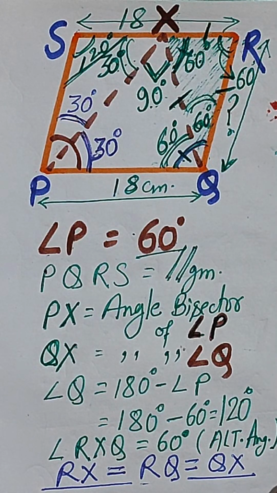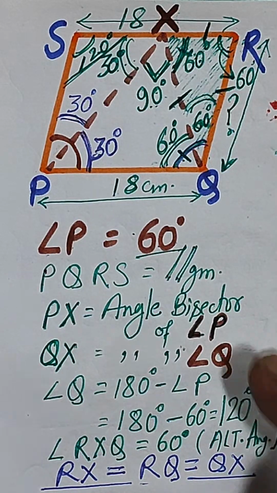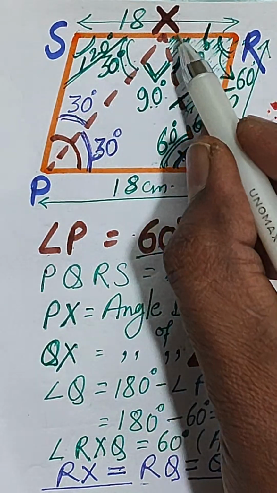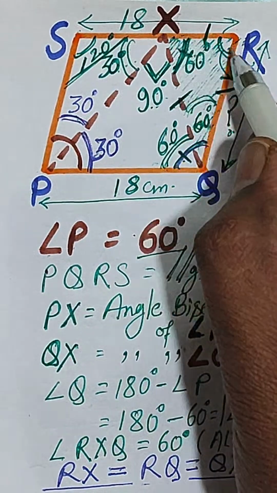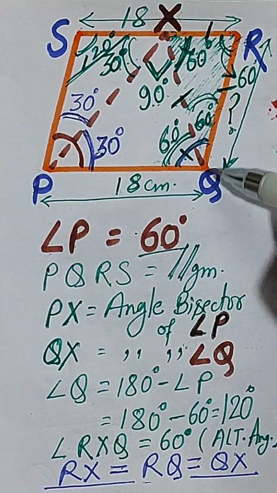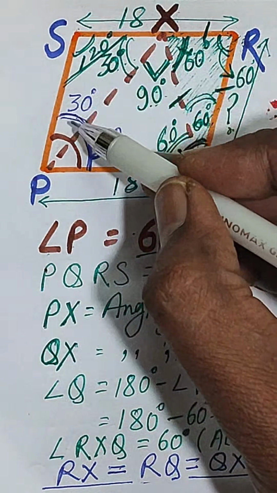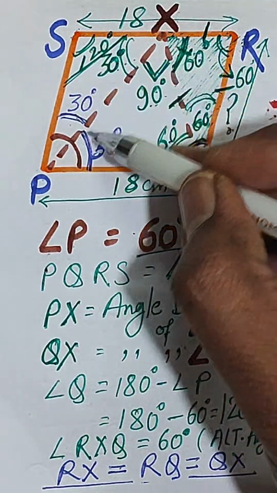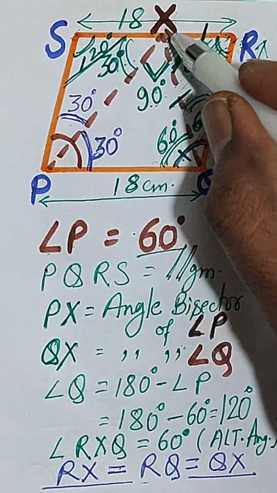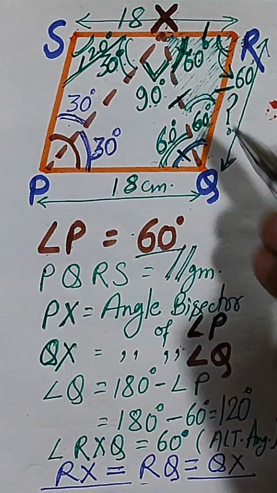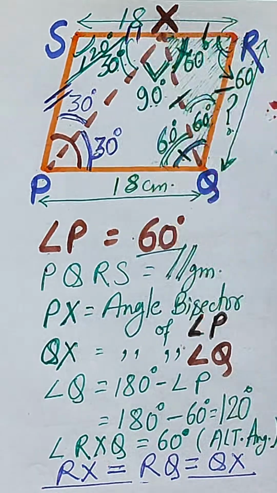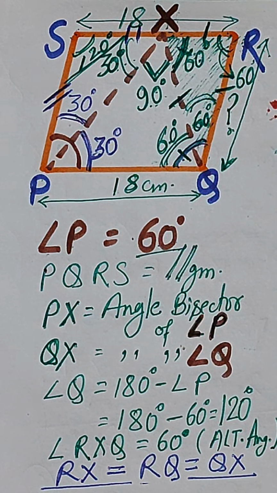Now, if this is 18, then we can say that XR, if you know the value of XR, it is equal to the value of RQ, right? And here you can say PSX is an isosceles triangle. Then we can say that this PS is equal to SX, isn't it? Being an isosceles triangle.